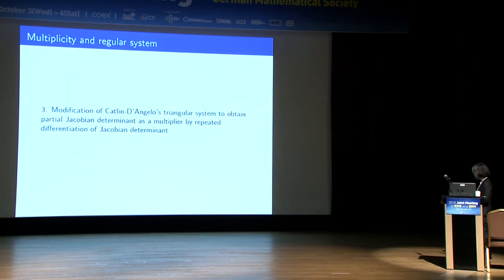Then finally, and most importantly, like CU's case, we have to repeatedly differentiate this newly generated multiplier to obtain partial Jacobian as a multiplier. So for that, we modify Catlin's triangular system, and then we differentiate this system repeatedly.